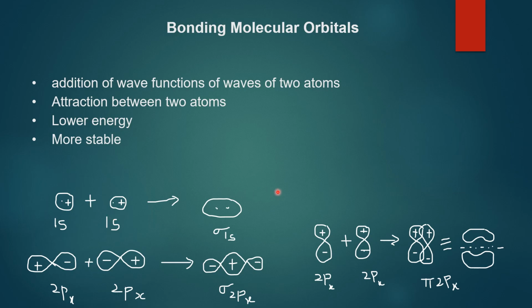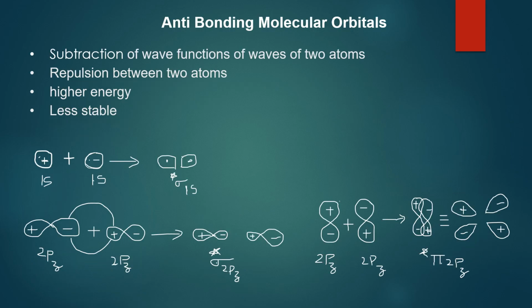So here we can observe the different types of bonding molecular orbitals like sigma, pi, delta. All these are examples of bonding molecular orbitals. Coming to the anti-bonding molecular orbitals, they are formed by the subtraction of wave functions of two atoms. Means these are formed by the subtractive effect of the two atomic orbitals. So what is the amplitude? The amplitude of the new wave is given by the expression phi equal to psi a minus psi b.